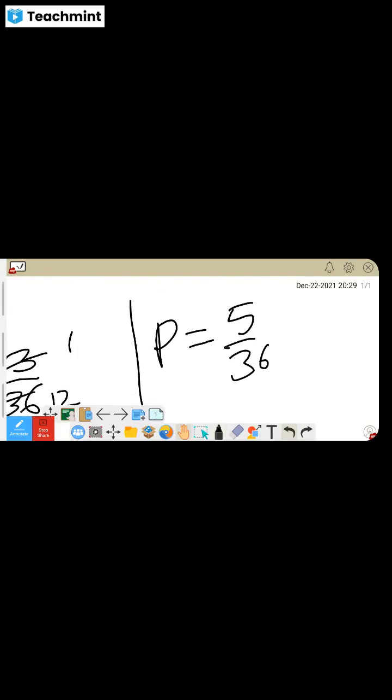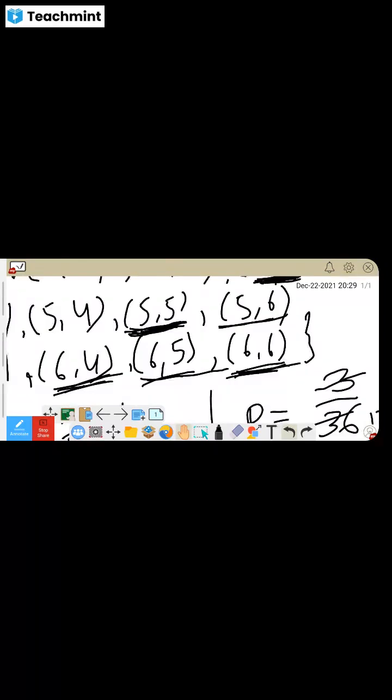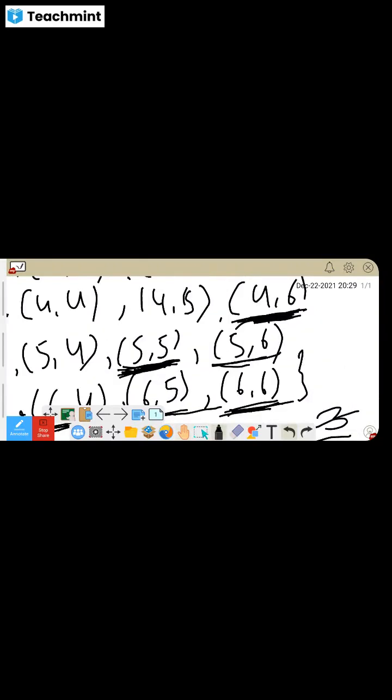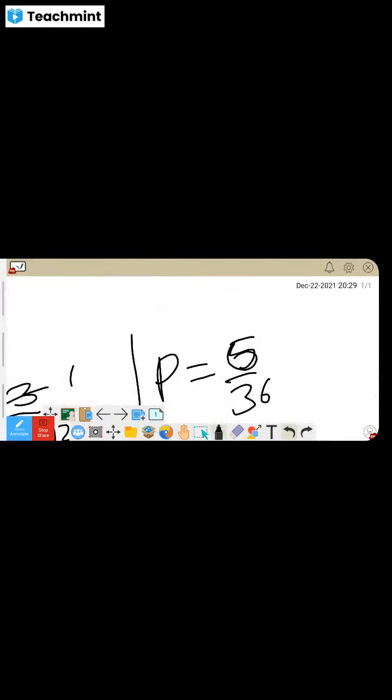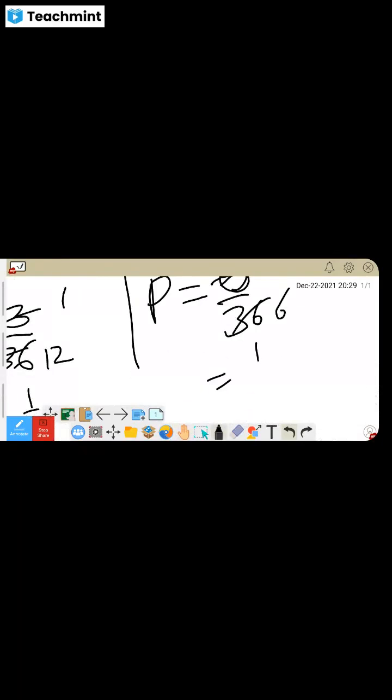So the probability is 5 upon 36. Let us take it again. There are 5 favorable outcomes to get a sum of at least 10. At least means we need to take 10 as a sum and more. This one for 10, this one, and this one, and oh, one second, this one also. Yes, there are 6, sorry, there are 6 favorable outcomes. So the probability is 1 by 6.